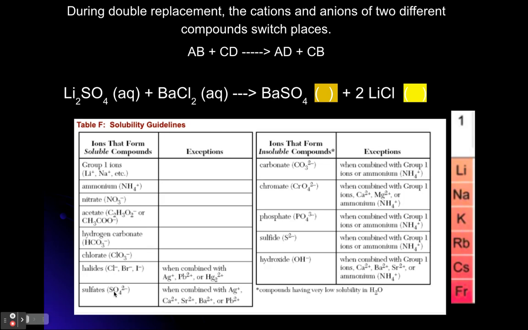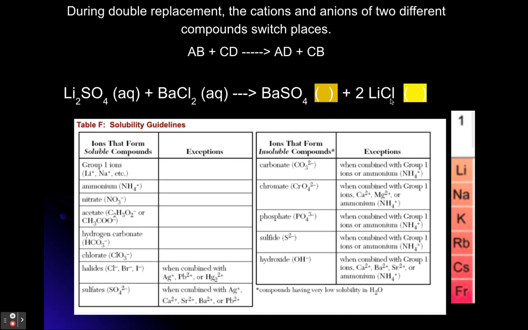Hopefully you found it here. Is barium an exception? Yes. So what does that mean? Sulfate is usually soluble. Barium being the exception makes it insoluble. So this will be a precipitate or a solid.